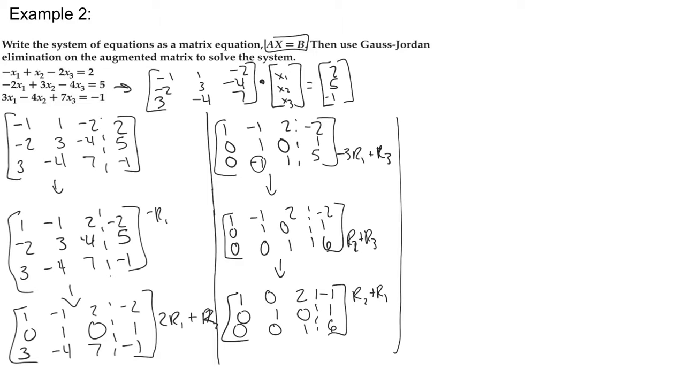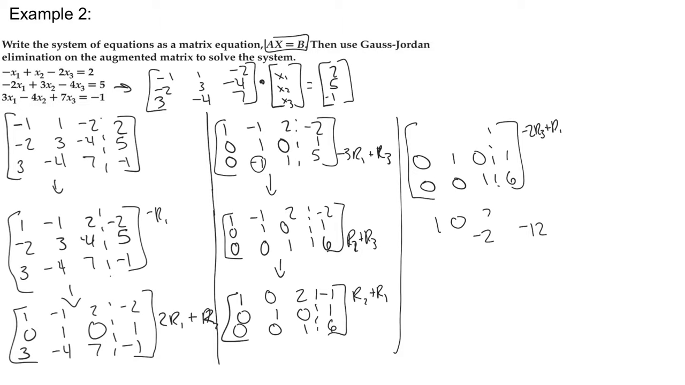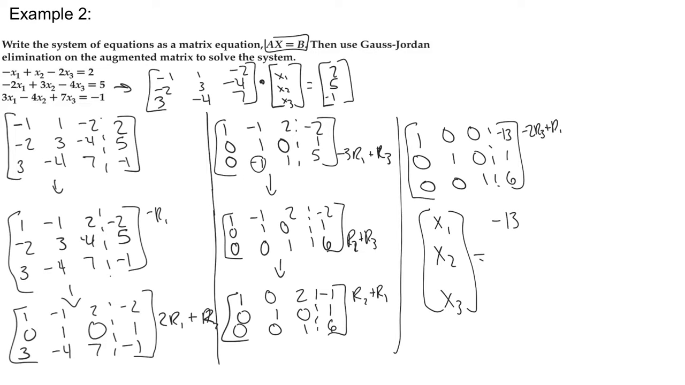So in order to get rid of that 2 in row 1, I need to do negative 2 row 3 plus row 1. Okay, so this stays the same. Now, negative 2 row 3 just changes that to negative 2 and negative 12. Add them together, you get 1, 0, 0, negative 13. Now that you are here, you see that you get this identity matrix equals negative 13, 1, and 6, which means that x1, x2, and x3 in this case are negative 13, 1, and 6.